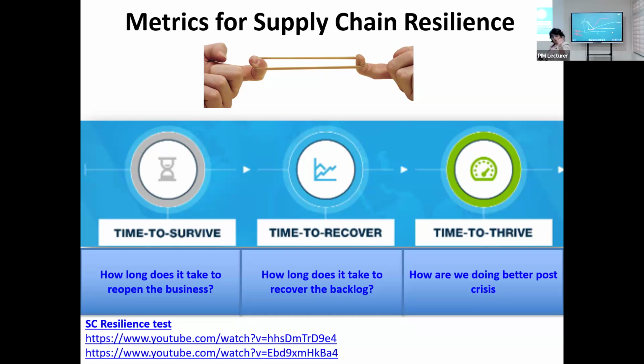So how robust your action plans are will determine how quickly you can survive, how quickly you can recover, how quickly you can thrive. Finally, the proof of the pudding is in the eating. The time taken for you to come back on track will finally determine how well you have put your mitigatory measures in place. Clear?